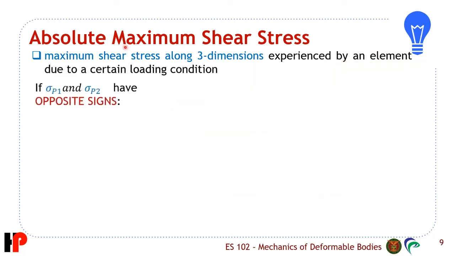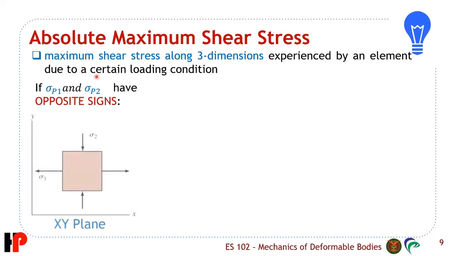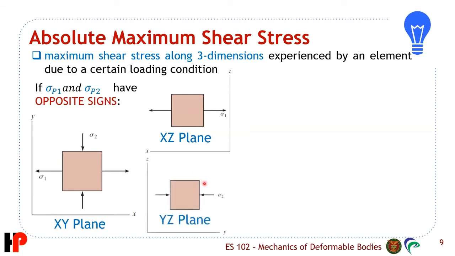Now, how about the other case? If the principal stresses have opposite signs. So, they have opposite signs, something like this, sigma 1 and sigma 2. So, tensile and compressive. So, again, if we look at the XZ plane, it looks like this. We cannot see sigma 2 because it is into the page. And then in the YZ plane, we cannot see sigma 1 because it is out of the page.